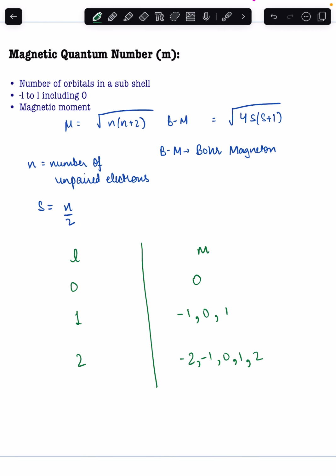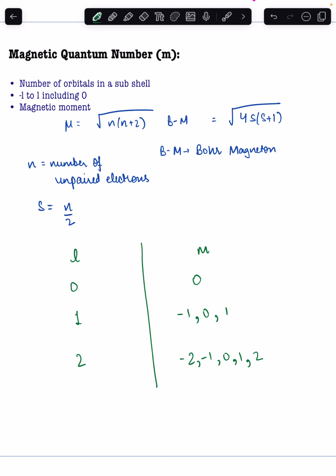The next quantum number is the magnetic quantum number. The magnetic quantum number basically tells the number of orbitals in a subshell. The formula for this is minus l to l, including 0. It is denoted by m. So why is it called the magnetic quantum number? It is called that because it gives a magnetic moment, which basically tells you the amount of magnetic field it can produce.